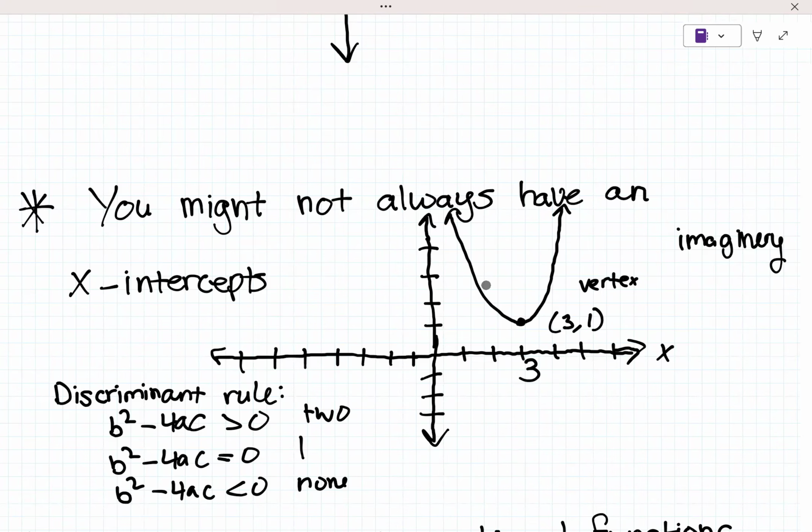So you may not always have an x-intercept. You could figure it out by doing the discriminant rule, b squared minus 4ac. If it comes out greater than 0, you have 2. If it equals 0, you have 1. If it's negative, you have none, or technically, it's imaginary, right? So that's another keynote.